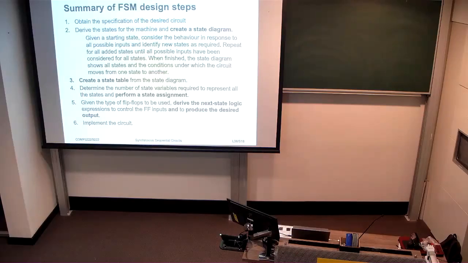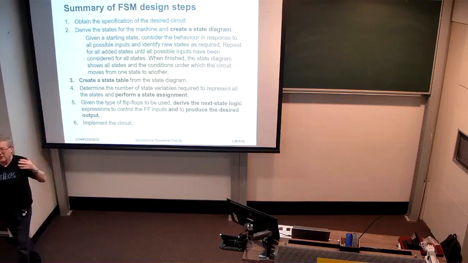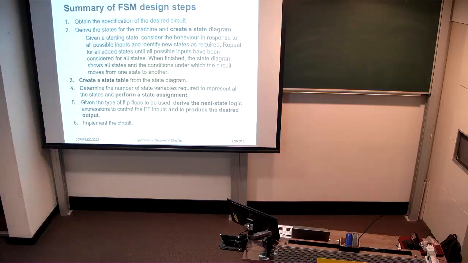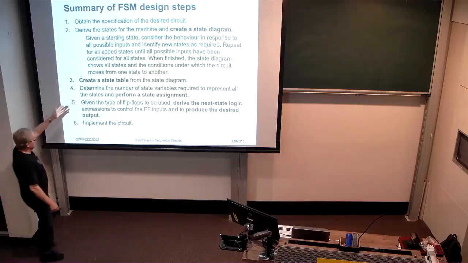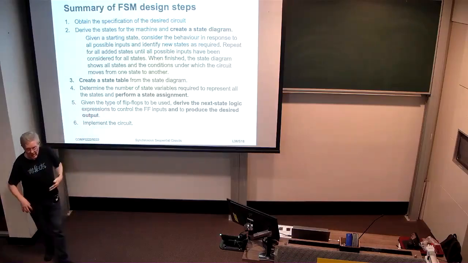Two will only allow us to distinguish 4 states. We need a third flip-flop or a third variable to distinguish 5 to 8 states, right? And so on. So it's really just the ceiling of the log base 2 of how many states that we have, that tells us how many state variables we need, right? We then perform a state assignment, which in our case we just did arbitrarily.